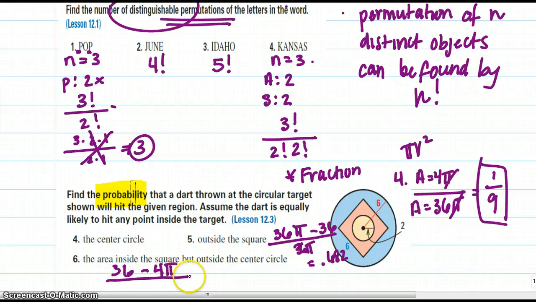And again, I need a fraction. Since I'm finding the probability that it's thrown anywhere on this circular target, I have to again divide it by 36 pi, the area of the entire circle. So 36 minus 4 pi, 36 minus 4 pi. Everybody should be doing this in their calculators. When we divide it by 36 pi, our probability is 0.207.